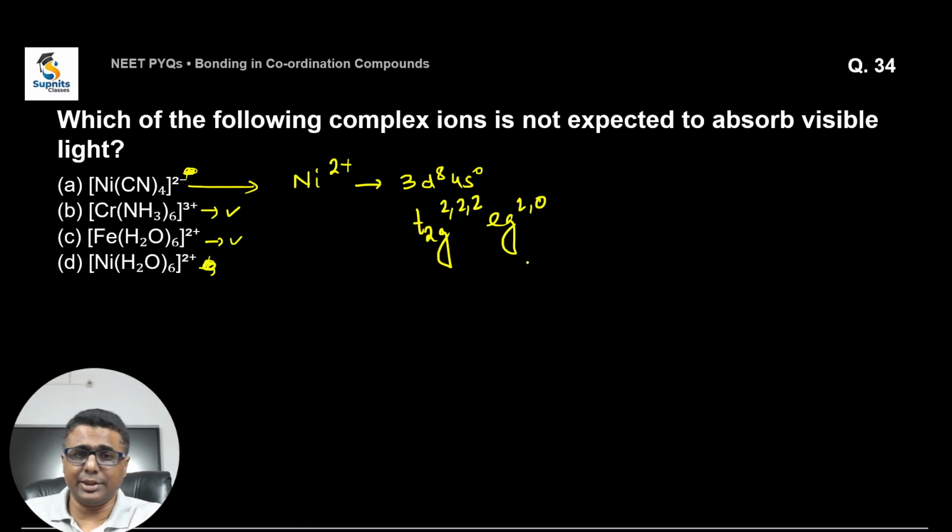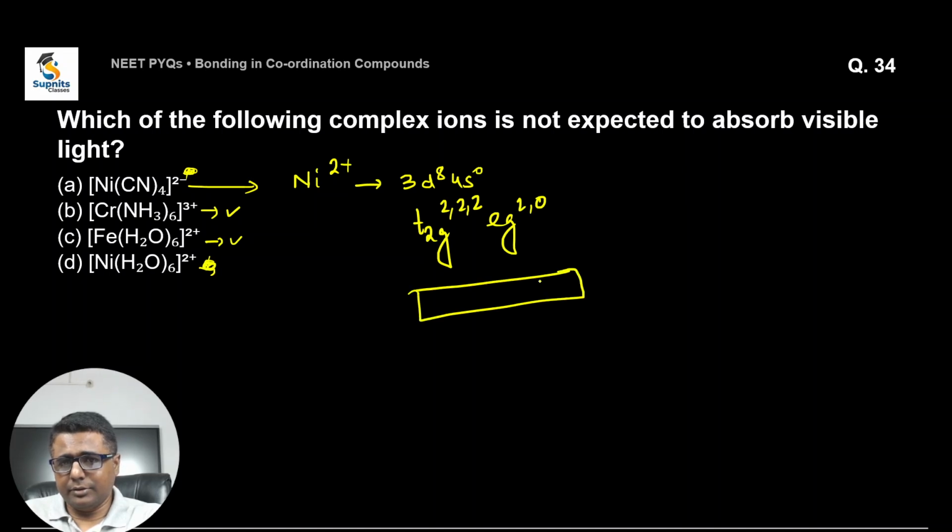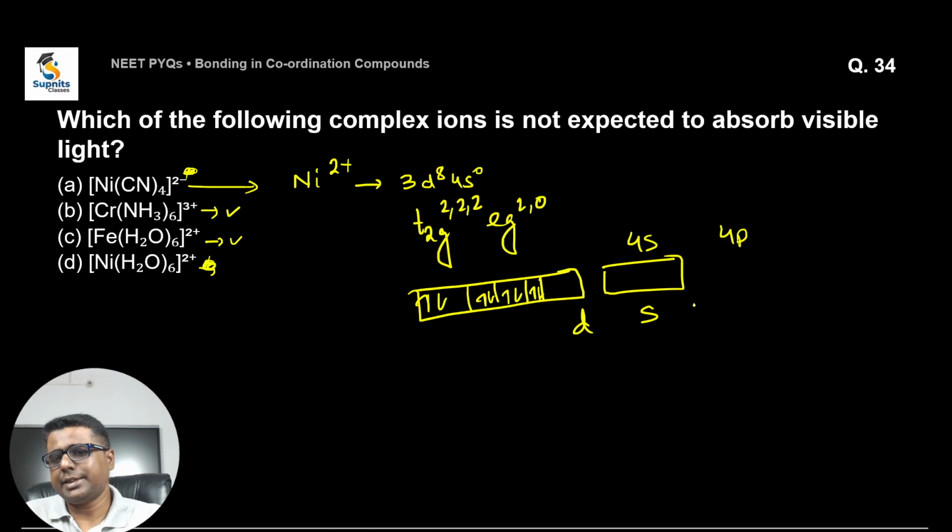Why is it paired? Here there is a thing to understand. Why will EG be paired? You need to understand this. See, if it is paired, then it can gain 4s 4p and undergo dsp2 hybridization. This is always dsp2, please remember this.